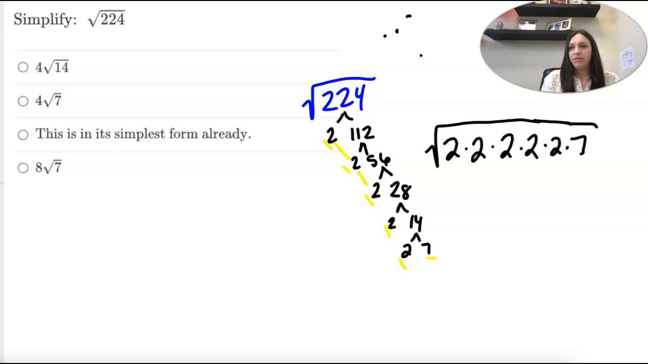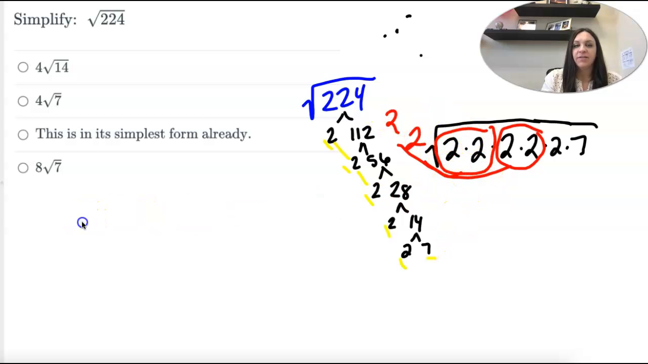Okay, so now we're looking for a pair of numbers. I have 2 2's, but they come out of the square root as 1 2. So outside, I have a 2 and a 2, and inside, I have a 2 and a 7. So our last step is we multiply what's in and we multiply what's out.